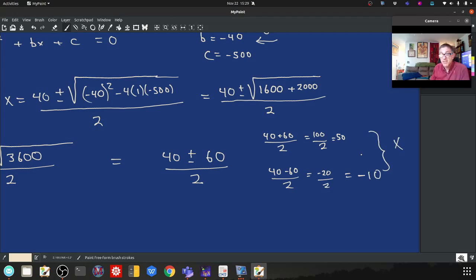And what does x stand for? The length of the side of a triangle. So length is always positive. So we only accept the positive answer. x is equal to 50.